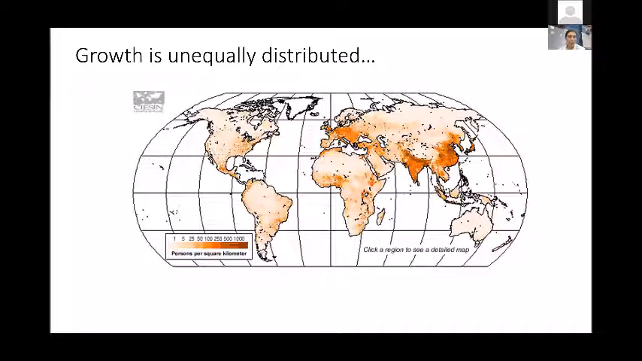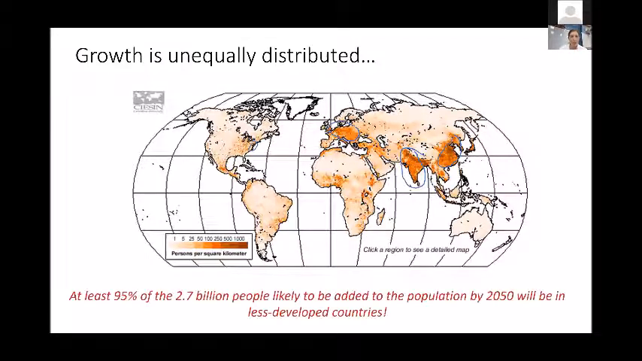Now, this growth is also not equally distributed. If you look at this map here, you've got some darkly colored orange spaces. That is where population density is the greatest. So here in India, China, Europe, and then some places in America, that's where most of the people are. This also means that the growth rate in these areas is also highest because there's most people in these spaces. At least 95% of the 2.7 billion people that are likely to be added to the world's population by 2050 will be in these countries that are less developed, like India and China and elsewhere.